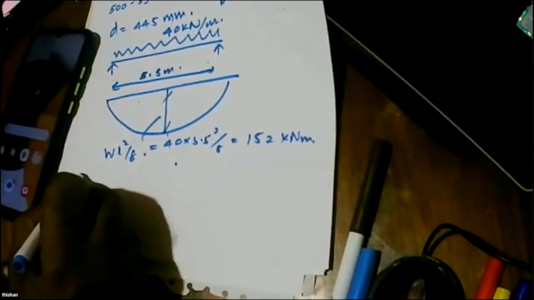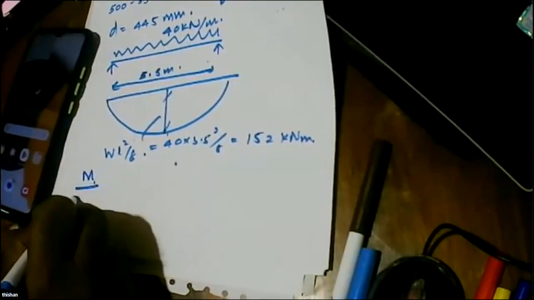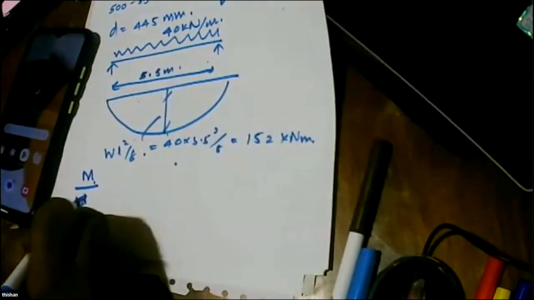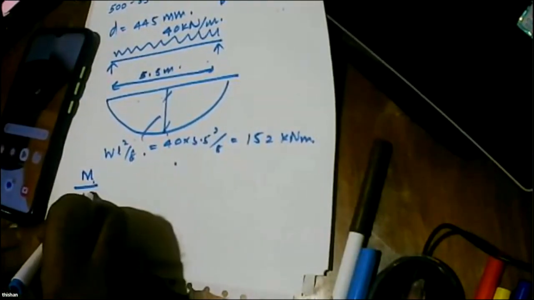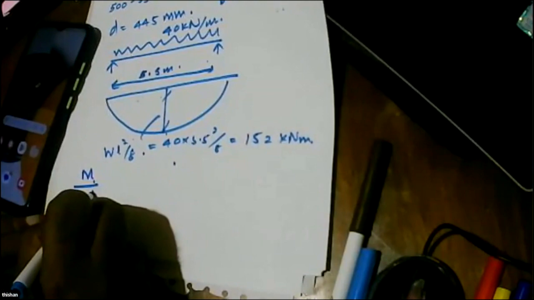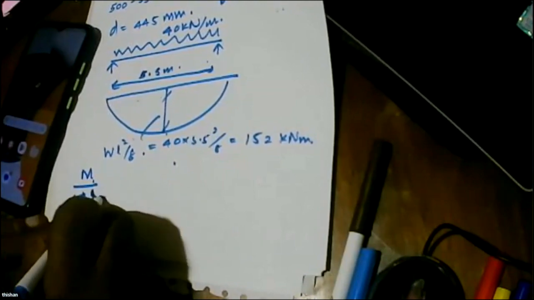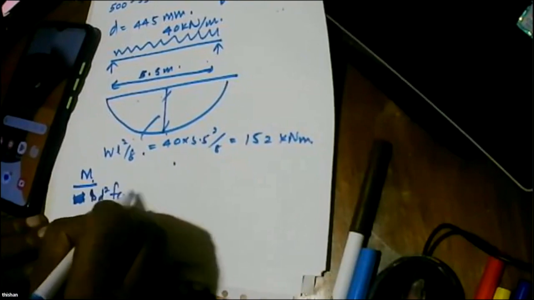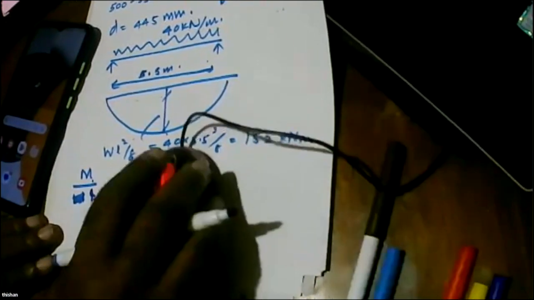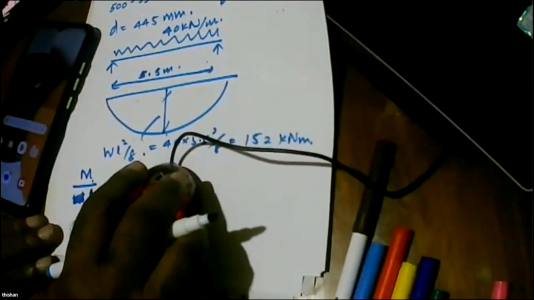So we can find M over b d squared. Just one moment.